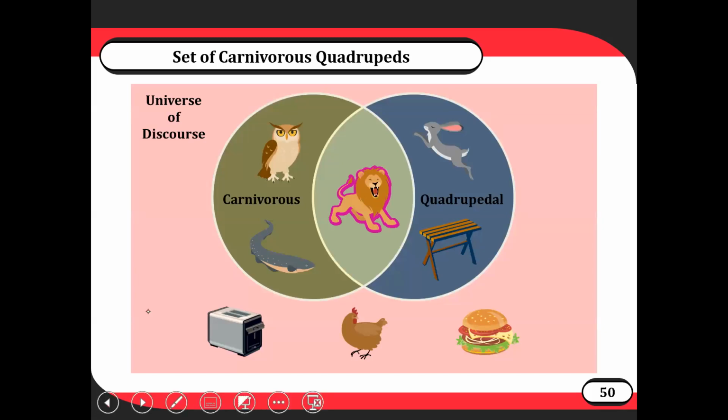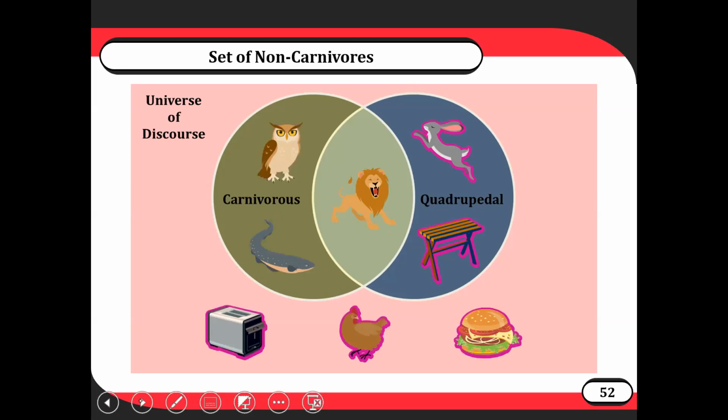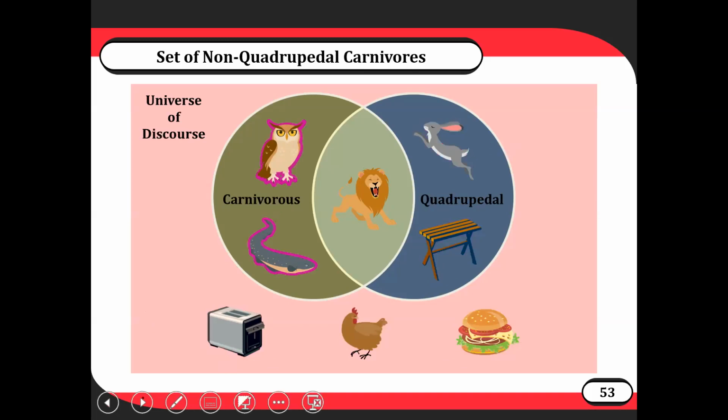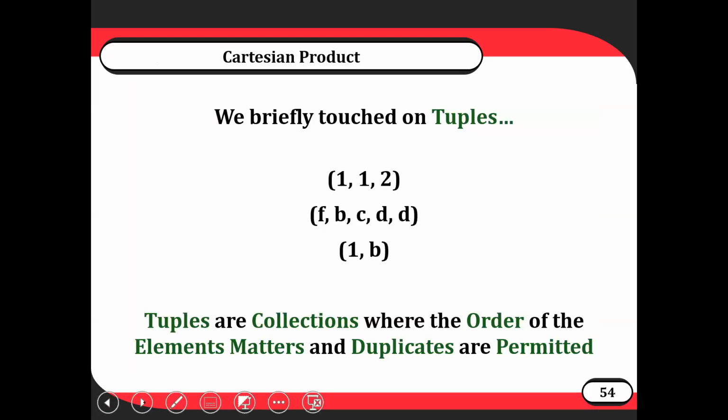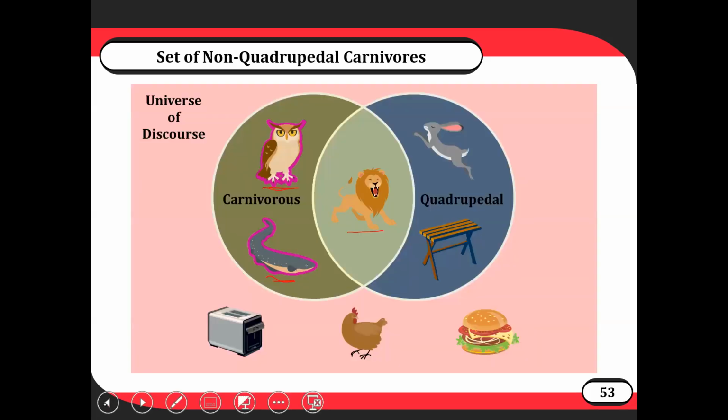All right, so the set of carnivorous quadrupeds, the intersection of carnivorous and quadruped is the lion. The union of the carnivorous and quadrupeds is all of these guys. The set of non-carnivores is everything that's a quadruped but still not a carnivore, and all of these items out here. And the set of non-quadrupedal carnivores: the lion has 4 legs, so we exclude it, but we take this eel and this owl. All right. So those are set operators. Any questions on any of that? All right.